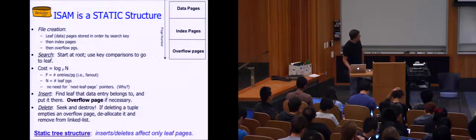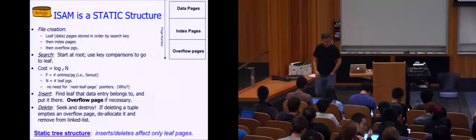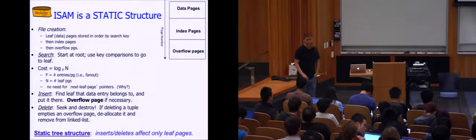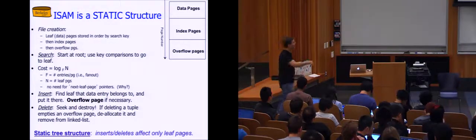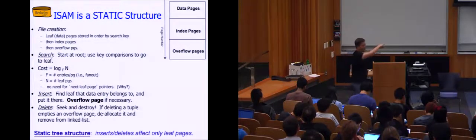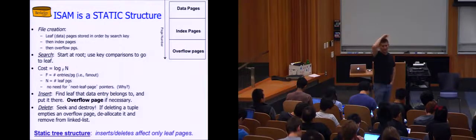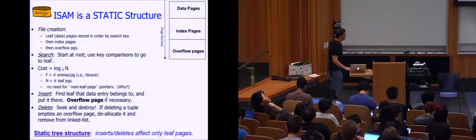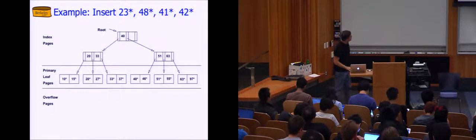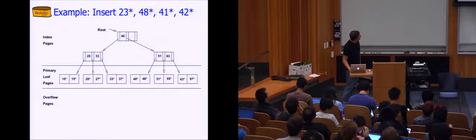Okay. To do an insert in an ISAM, you find the leaf where the data entry belongs, and you put your item in that leaf. And if that leaf is full, you allocate an overflow page at the end of the file, and you stick a pointer to it in the leaf page. And I'll show you a picture of that in a second. In fact, maybe I'll show you a picture now. So insert works like this. Let's insert 23.